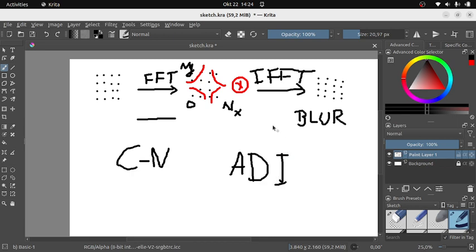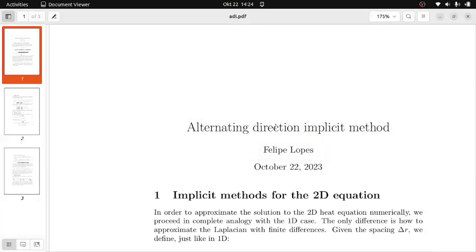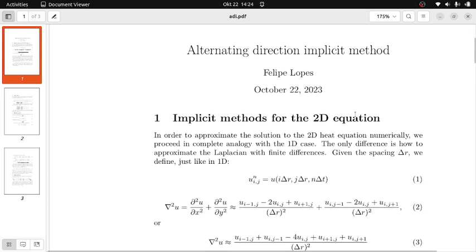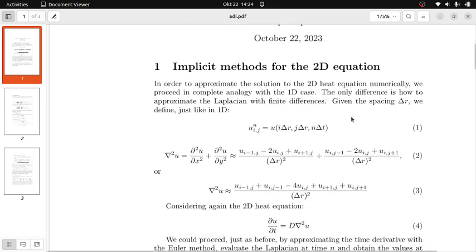Okay, so without further ado, let's start. What is the ADI? It is the alternating direction implicit method. So let's start with implicit methods for the 2D equation. Here we're going to introduce some formalism, just like we introduced notation for the discretized values of the field in the 1D equation, now for 2D.